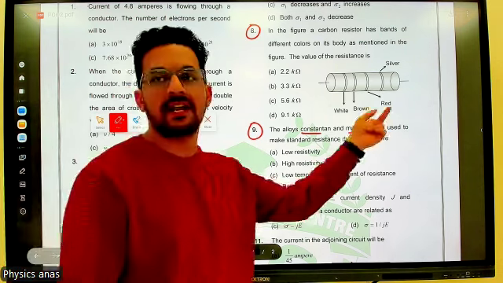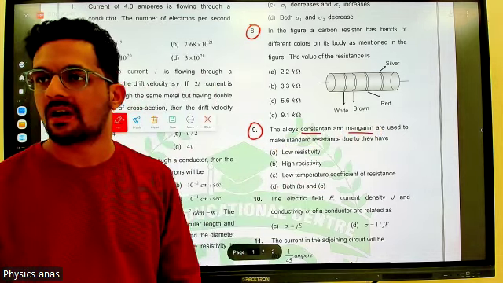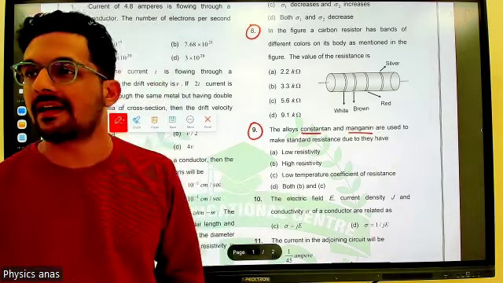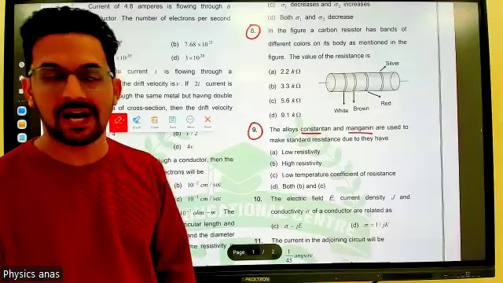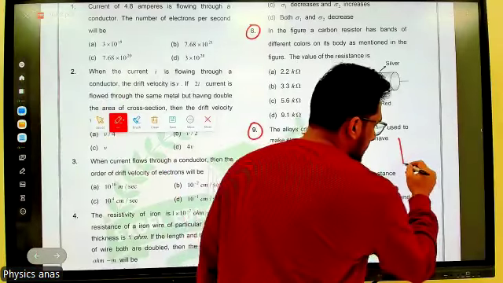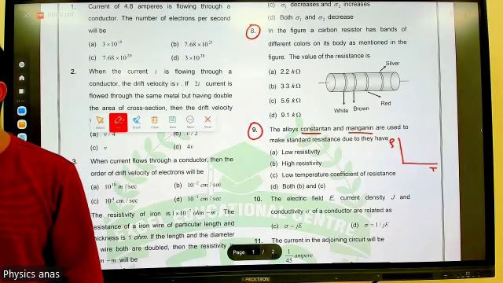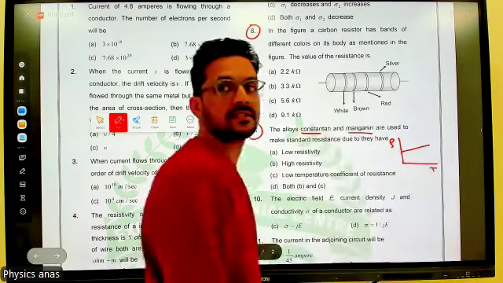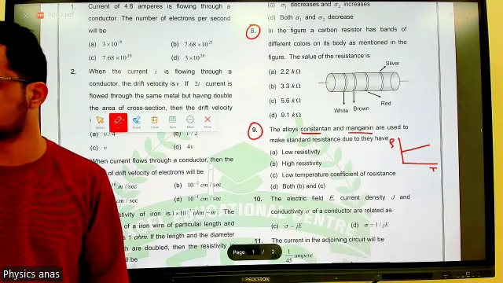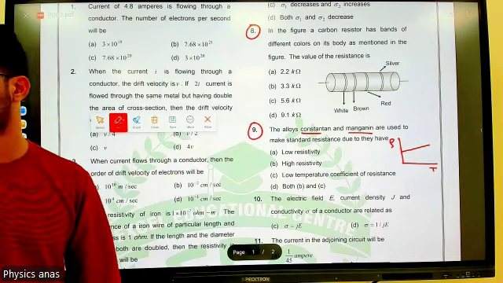What is this? Constantan and manganin. Who are they? They are metal alloys. What is the graph for resistivity and temperature for them? Almost constant. That means even if the temperature is increasing, resistivity is not changing that much.